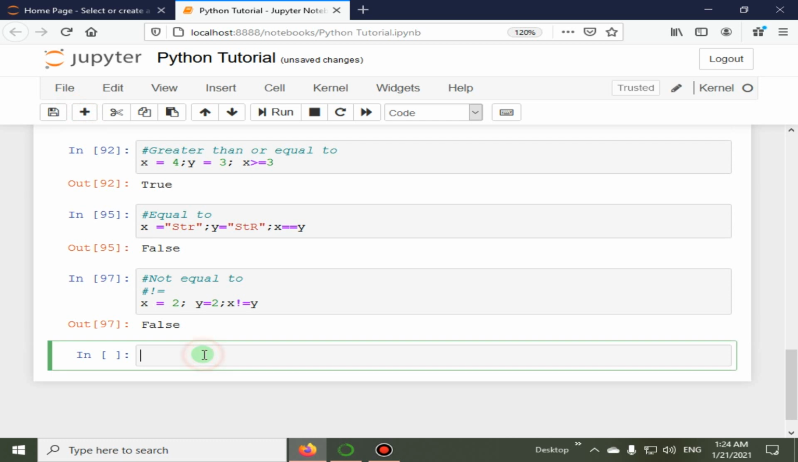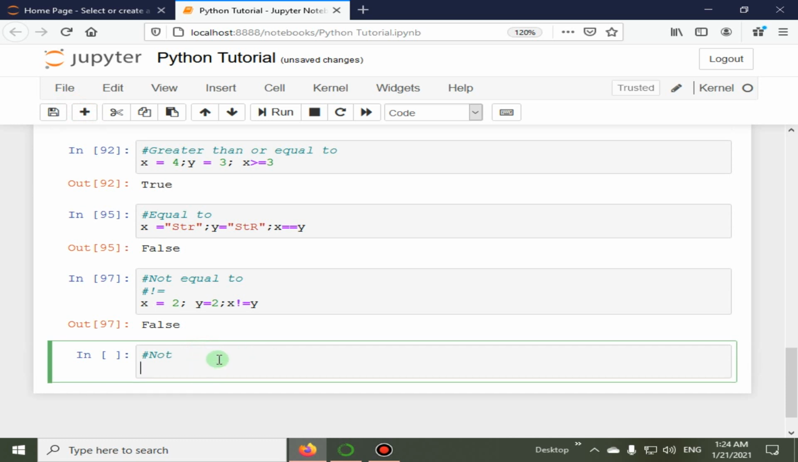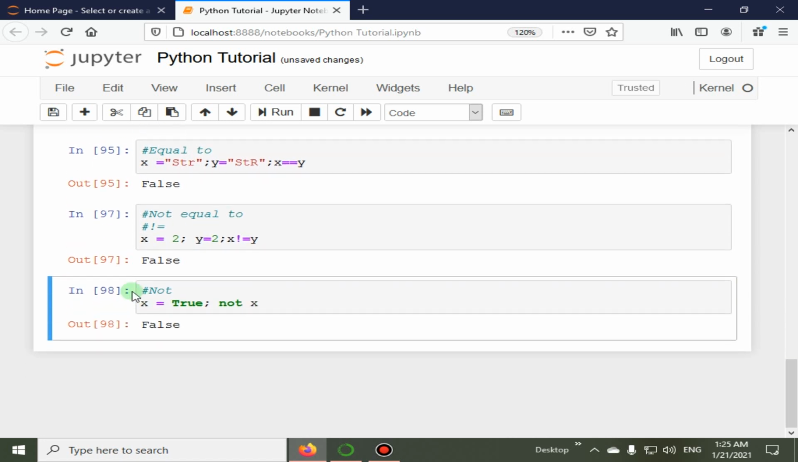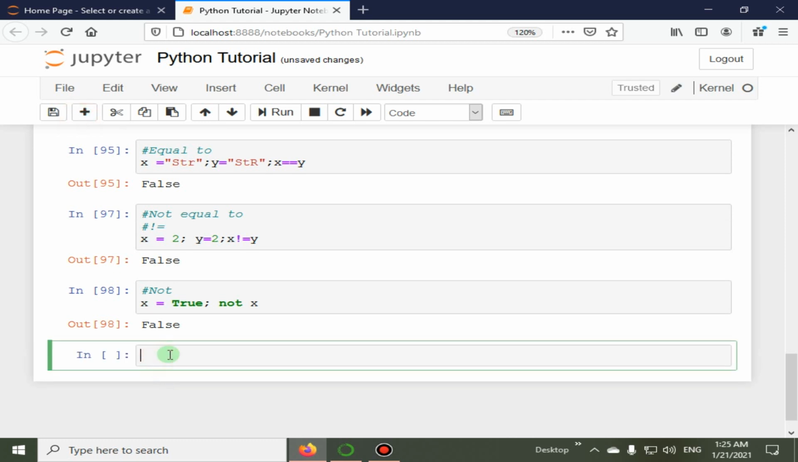And in the next cell, I am going to show you boolean not. If x is true, then it returns false. If x is false, then it returns true. So x is equal to true and not x will return false.